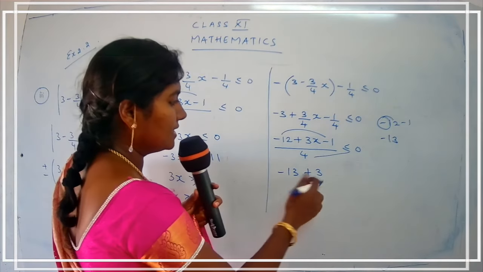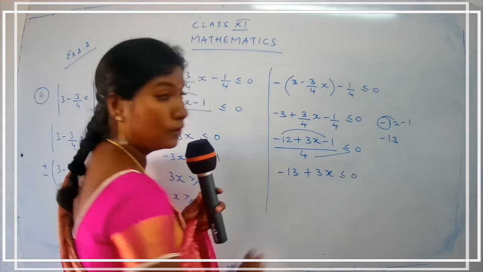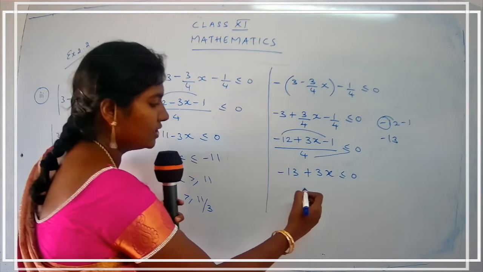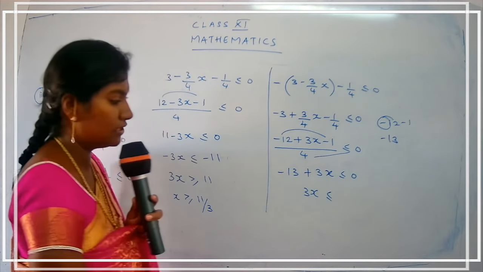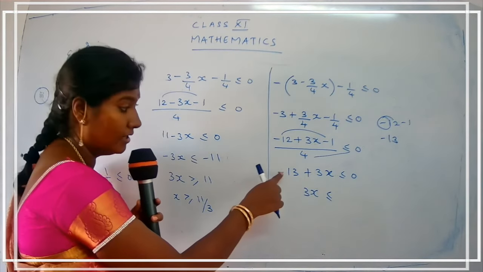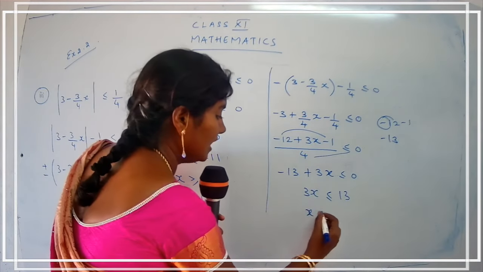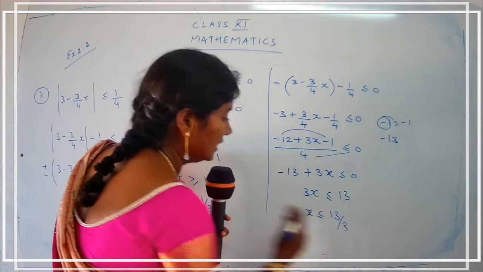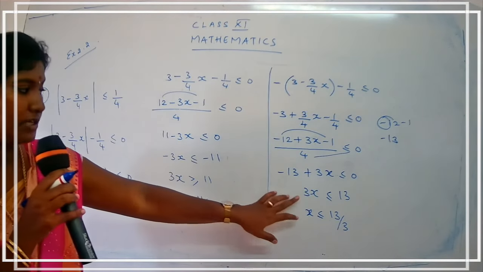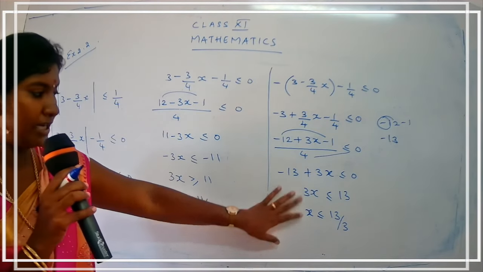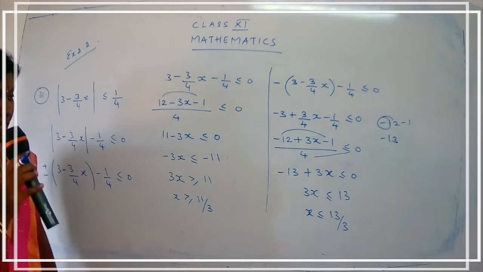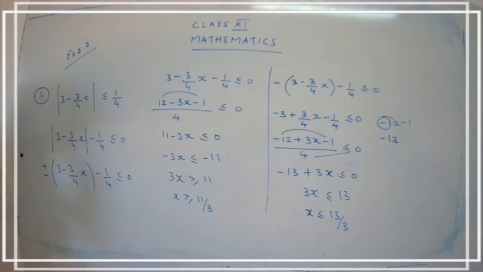Minus 13 plus 3x is less than or equal to 0. Keep 3x on this side: 3x is less than or equal to minus 13. So when minus 13 goes to that side, it becomes plus 13. So x is less than or equal to 13 by 3. Here no need to worry about the sign. Yes, children, we got a positive sign here. So you get the answer as x is less than or equal to 13 upon 3.